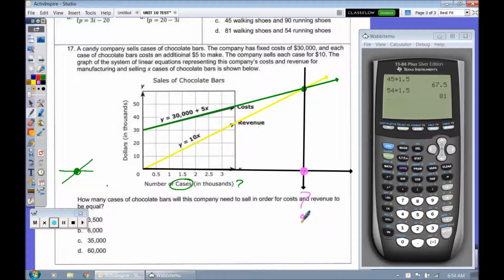So it looks like they're counting by 0.5, 3, 3.5, 4, 4.5, 5, 5.5, 6. So it looks like it's almost 6,000, and I'm sure my increments are off a little bit, but 6,000 is the only one that is reasonable, and it's in thousands. So our answer is B.